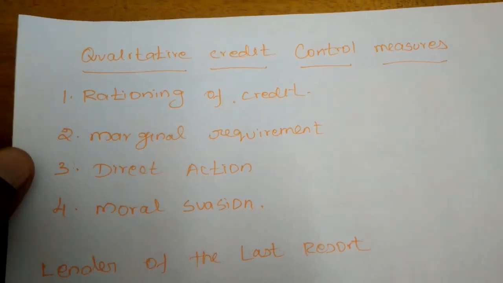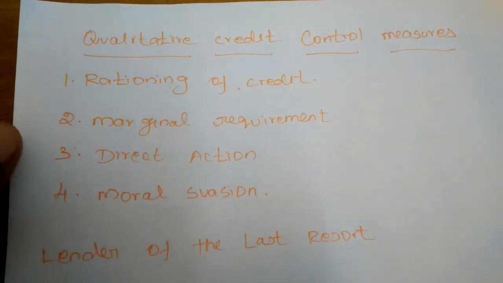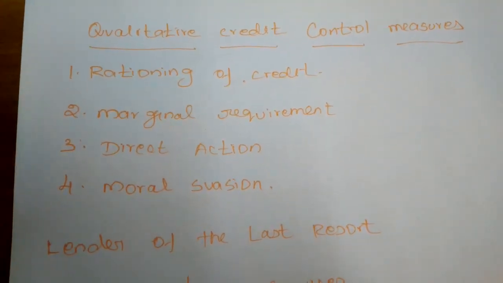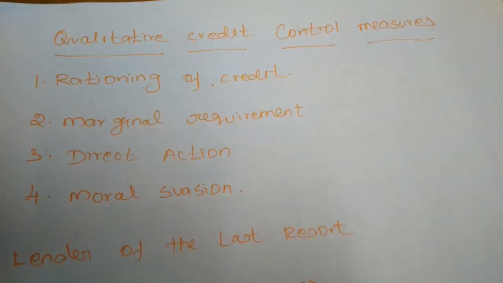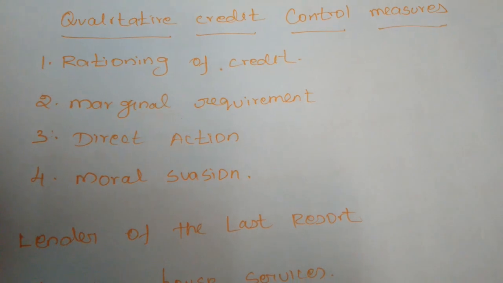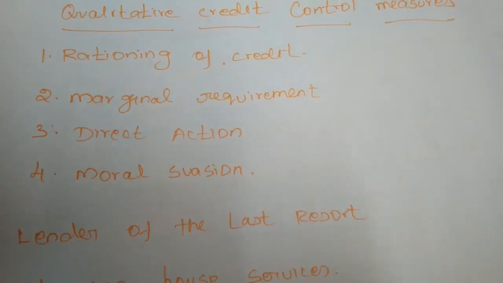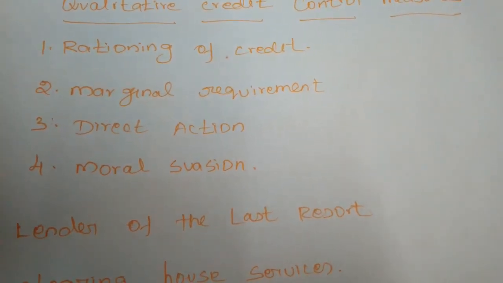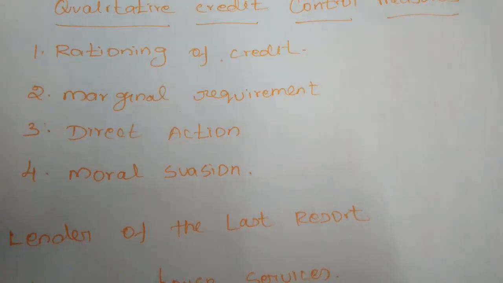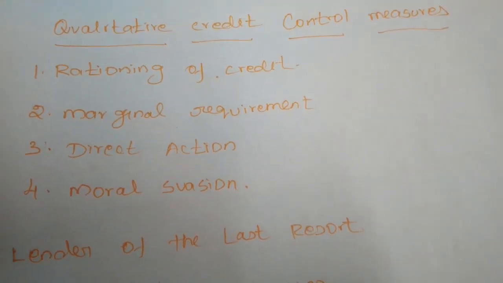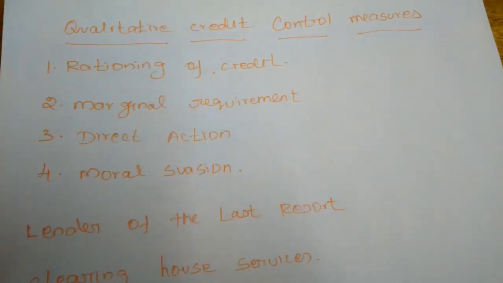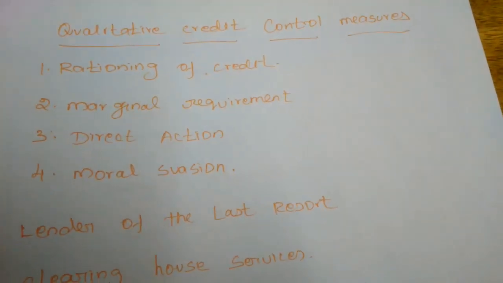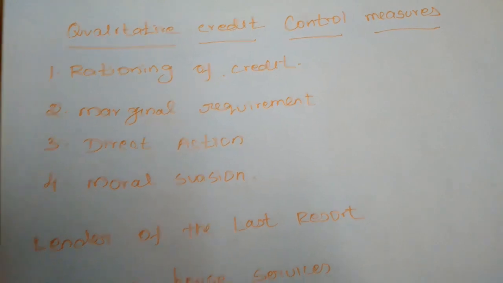Like the quantitative credit control measures, the RBI also takes qualitative credit control measures. Under these qualitative credit control measures, it takes rationing of credit, marginal requirement, direct actions and moral suasion. By using these four measures, the Reserve Bank of India tries to bring the credit under control.